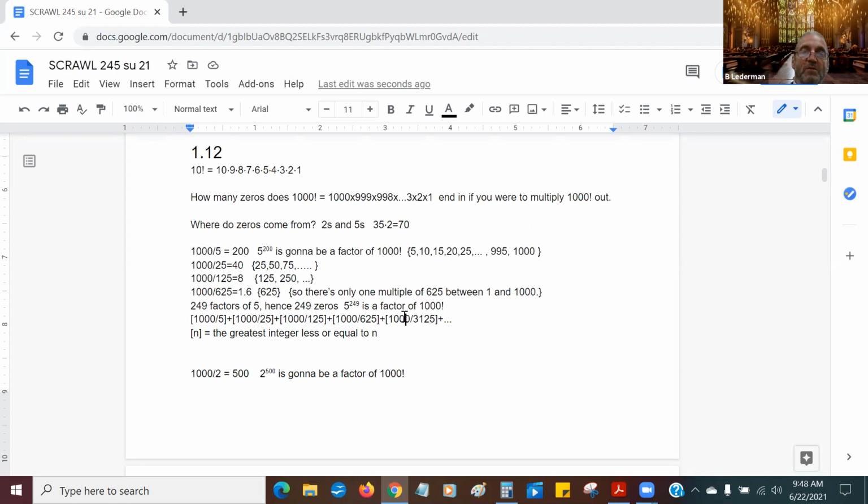Now, if I go to the next power of 5, which is 3,125, 1,000 divided by 3,125 is less than 1. The greatest integer is 0. Technically, I could keep adding these forever, because they're all just zeros: 1,000 divided by 5 to the 4th power, 5th power, 6th power, and the greatest integer is just zero. We're just adding zeros forever. That's why the formula is as it is.